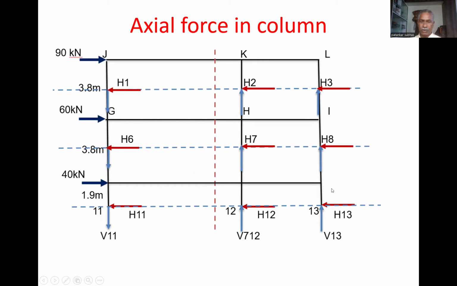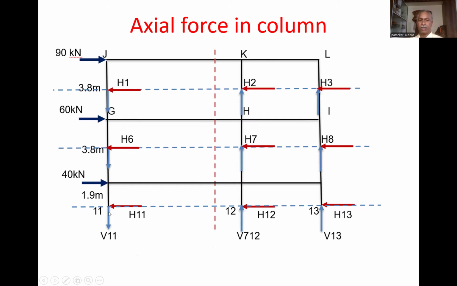At the point of contraflexure, node numbers 11, 12 and 13, that is, at the bottom story, we again repeat the same procedure. Again V11, V12 and V13 have the same proportion as the first one. So V12 is equal to 0.2 times V11 and V13 is equal to 0.8 times V11.